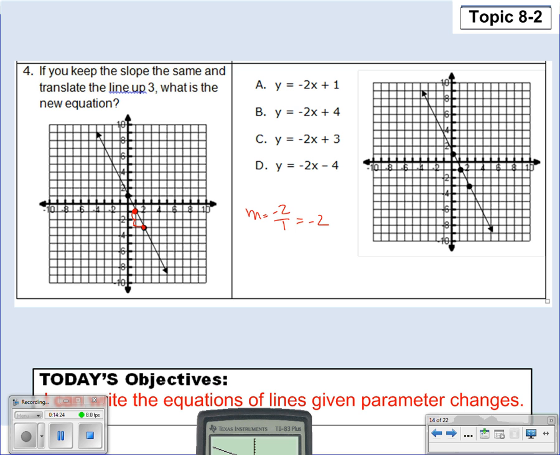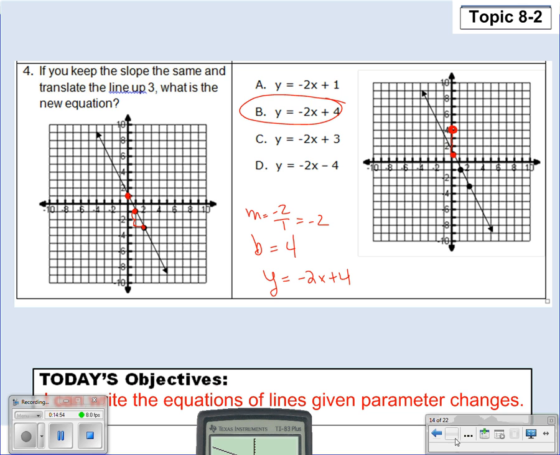So the slope stays the same, but now the line is translated up 3. When we translate, we're going to look at the y-intercept. So I'm going to go on my other graph, the y-intercept, we're going to translate up 3. 1, 2, 3. Our new y-intercept is at 4. So our new equation then is going to be y equals negative 2x plus 4. The correct answer is B. B is the only one that has a positive 4 as a y-intercept.